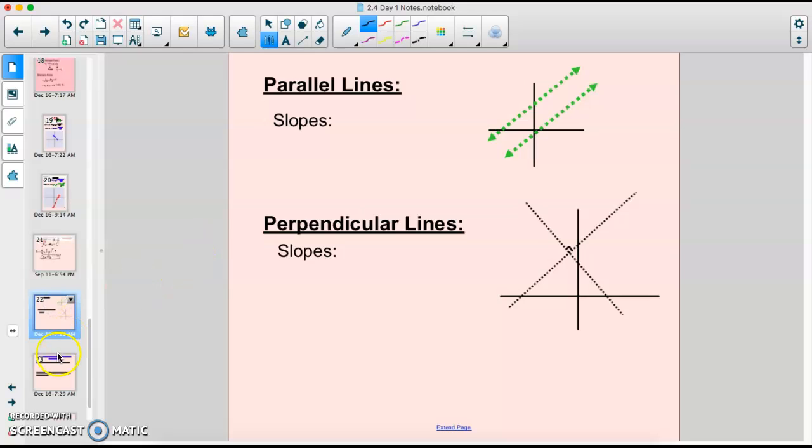All right, last thing here. Regarding slope, when we have parallel lines, the slopes are the same. Parallel lines have the same slope. They're increasing at the same rate. Okay? And then perpendicular lines, the slopes are opposite reciprocal.